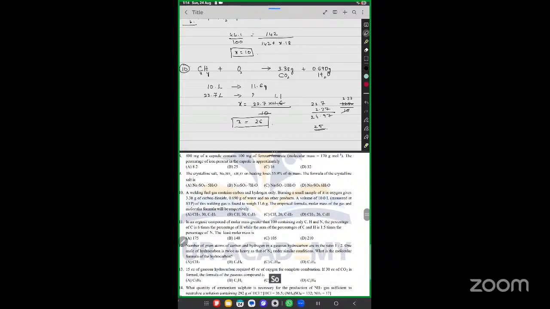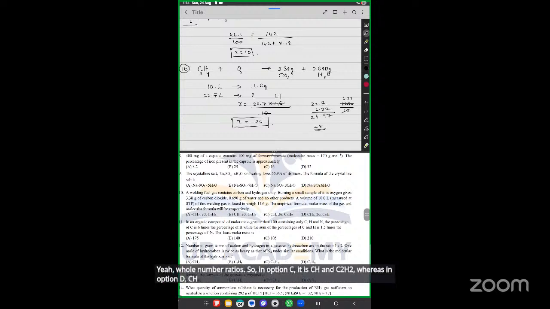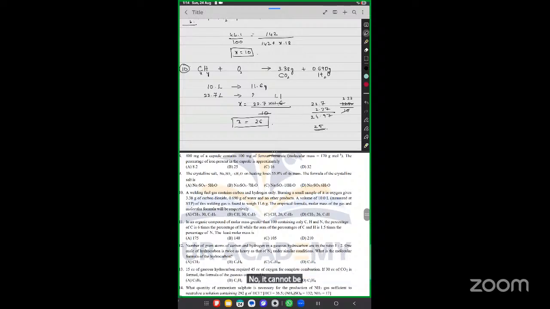So options C and D have 26, right? Your molecular formula should be a multiple of the empirical formula, with whole number ratios. In option C, it is CH and C2H2, whereas in option D, it is CH2 and C2H. Can option D be possible? No, it cannot be possible. It is option C: CH and C2H2. Fine.